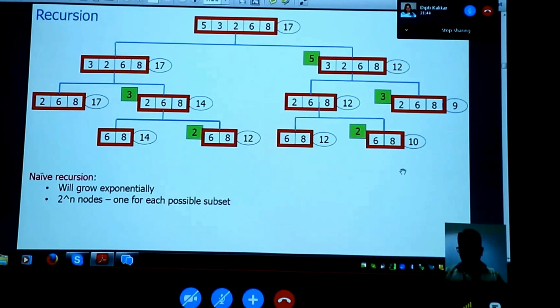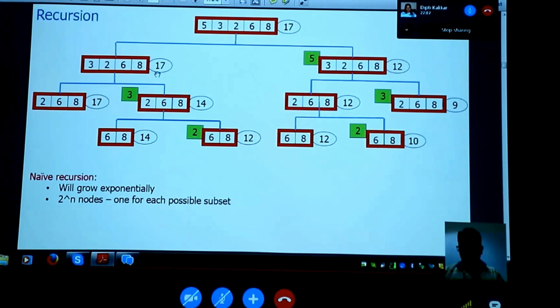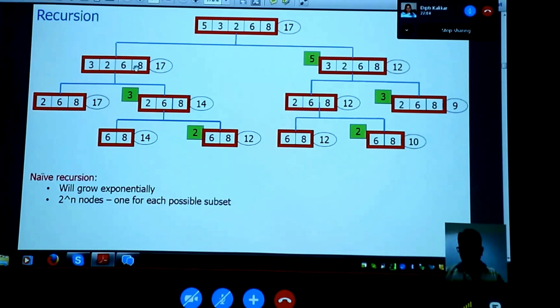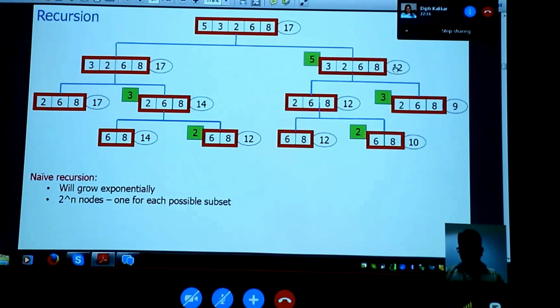shown here, right? So you can see our initial setting is 5, 3, 2, 6, 8, 17. That is the problem we wanted to solve. Can you get 17 out of 5, 3, 2, 6, 8? Instead, we explored two options. One is 3268 with the same target 17. This is the branch where we assume that 5 is not there. Then there is another branch where we assume that 5 is there. In which case it's the same suffix 3268, but we are reducing the target, because 5 is already there. So we reduced it to 12.